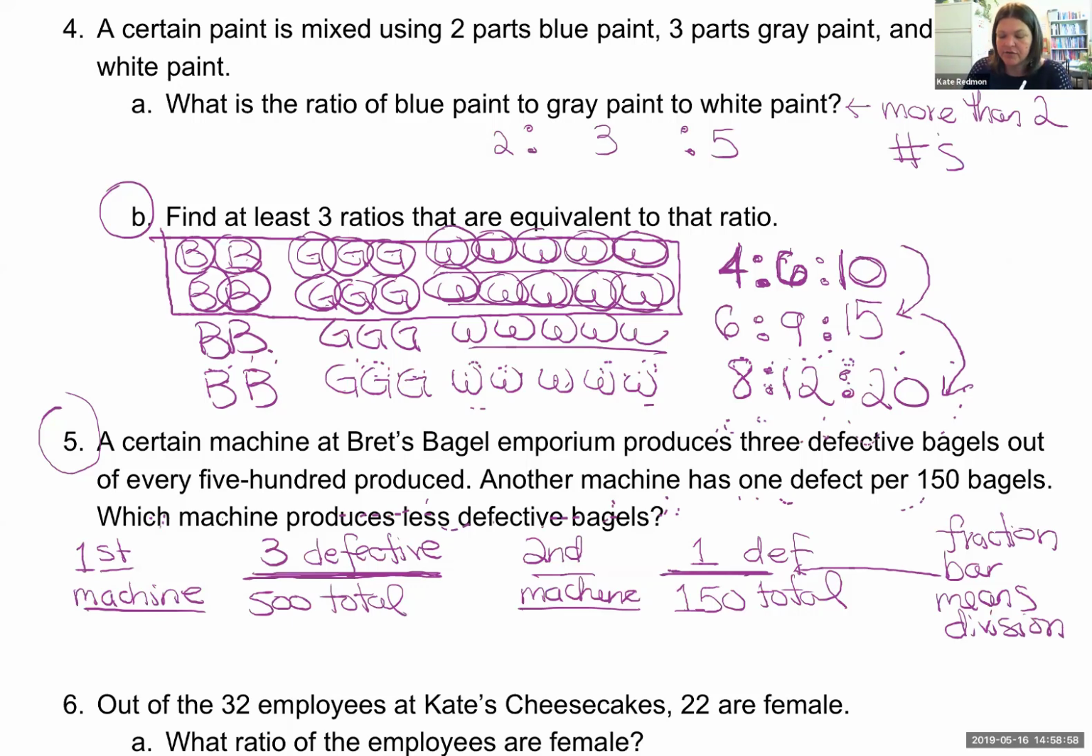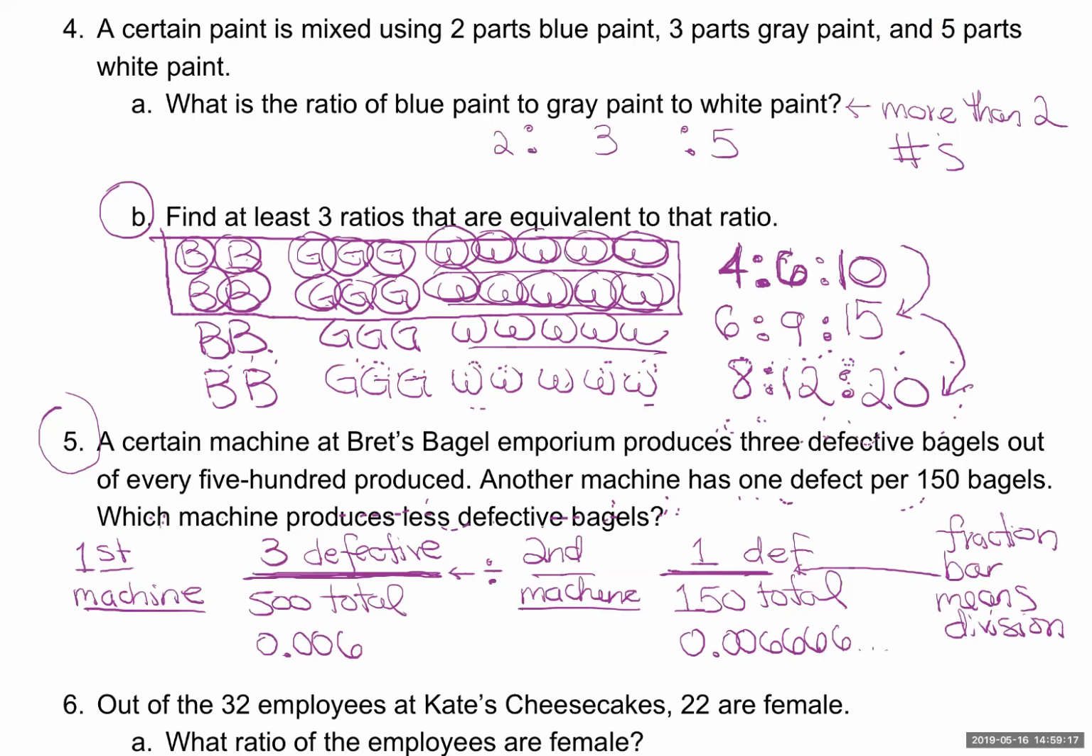So you could convert these into decimals by doing the division. I'm going to do 3 divided by 500. Okay. And I get 0.006. Again, I just pressed divided by for the fraction. And 1 divided by 150. And I get 0.0066, yada, yada, yada. What's the line on the top? Here to compare the decimals.